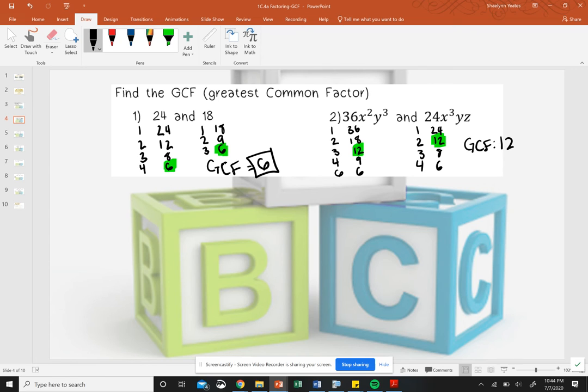So what's the most x's that are in both? So there's 2 x's here and 3 x's here. So this means we have 2 x's, we have 3 x's. Well, the amount they have in common is 2. So I'm going to have 12 x squared as part of the greatest common factor. So now if I have y cubed, so I've got 3 y's, and I have a single y, the most they have in common is a single y. And if I have one z and no z's, they have no z's in common. So then that's my GCF, 12x squared y.